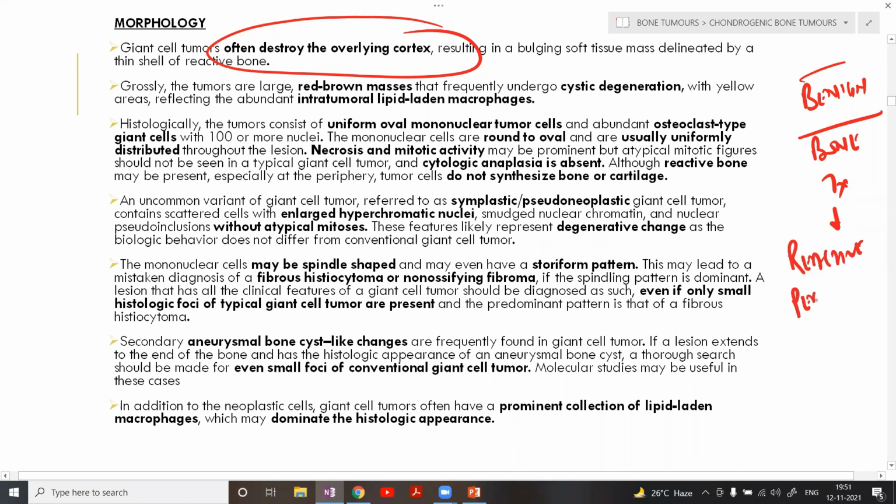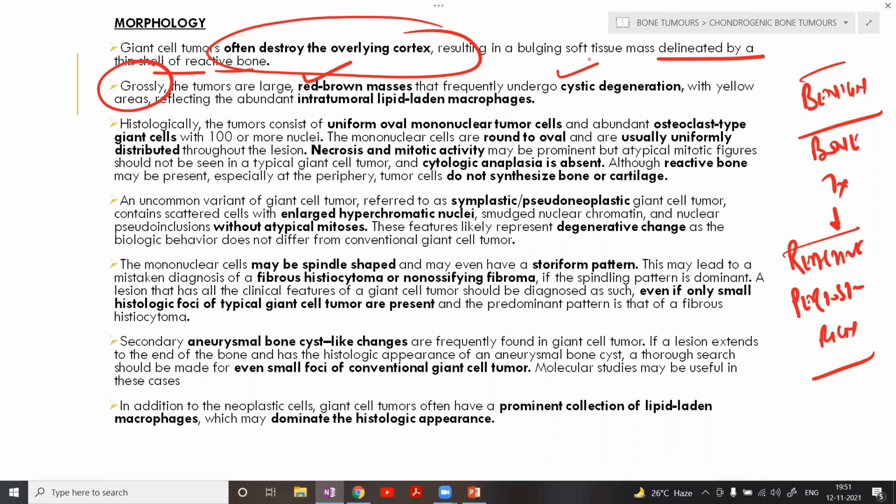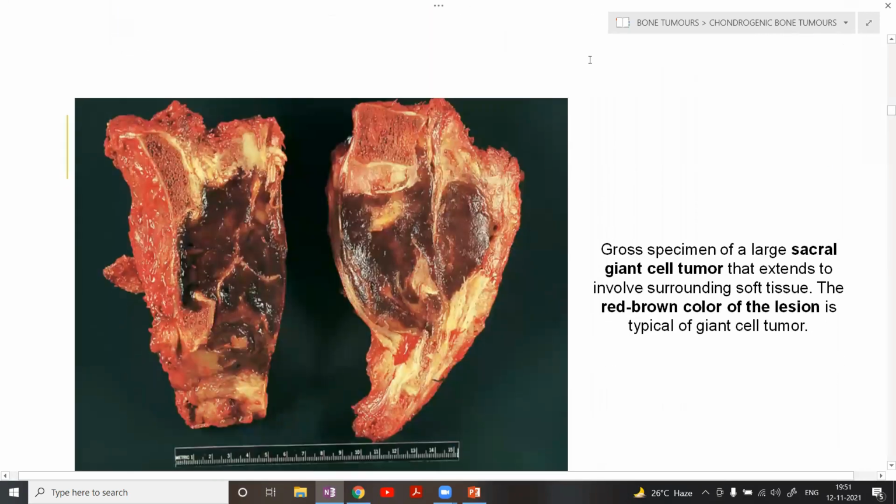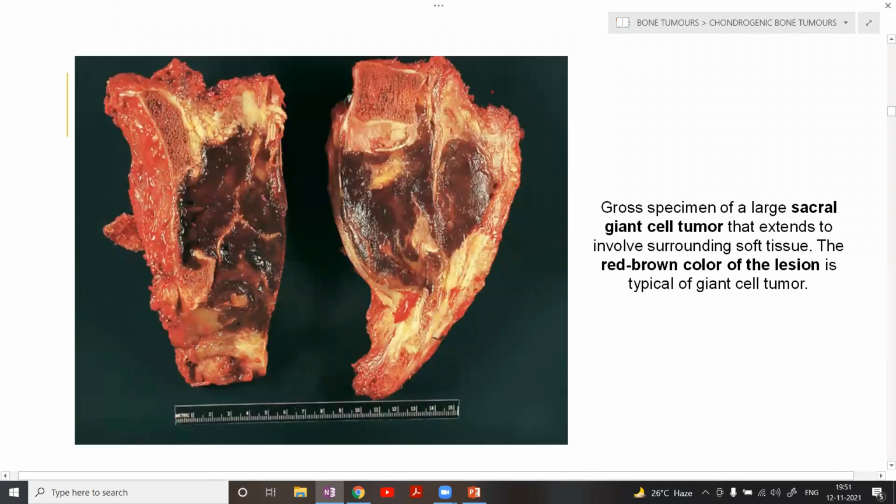There will be a reactive periosteal reaction, as with any kind of benign tumor. So over here also, they are delineated by a shell of reactive bone. Grossly, these tumors are large reddish brown masses which might undergo cystic degeneration. They might have a secondary aneurysmal bone cyst-like nature. And sometimes yellow areas might be there, which indicate intratumoral fat-laden macrophages.